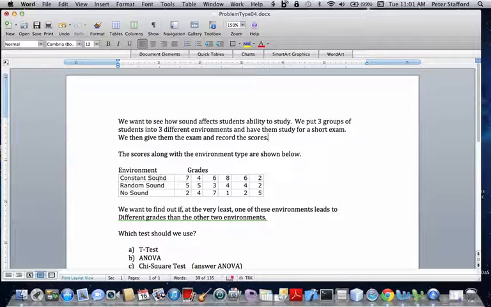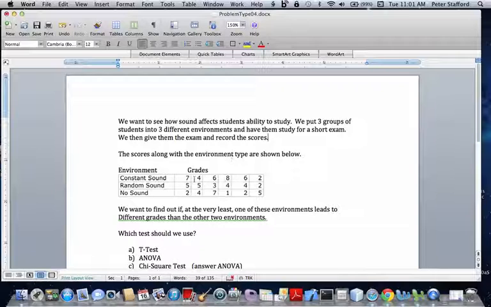Okay, so under constant sound, the students get these grades. Under random sound, the students get these grades, and under no sound at all, the students get these grades. So we want to find out, and this sound is considered to be an environment, if at the very least, one of these environments leads to different grades than the other two environments. Which test should we use?